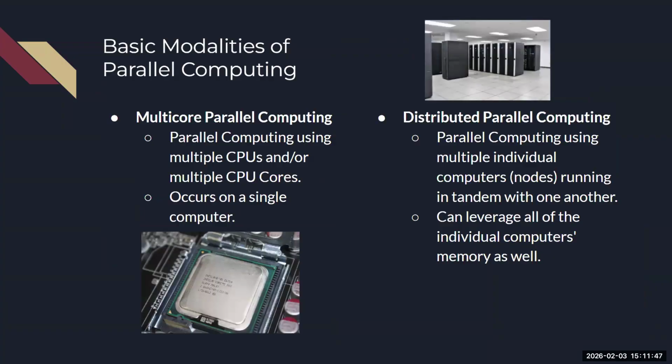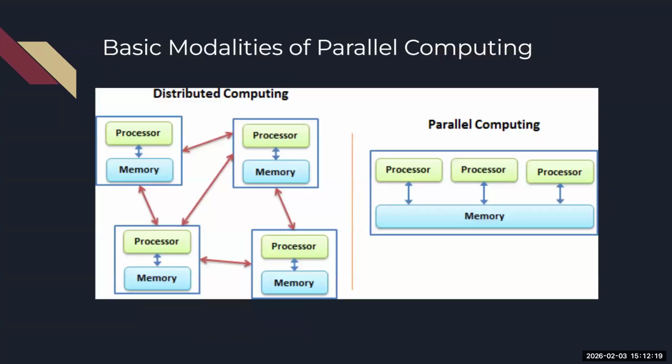So as I just described, multi-core computing is using multiple CPUs at the same time. It usually occurs on a single node or a single computer. Distributed computing is where you have a bunch of computers, a bunch of nodes, each of which has a bunch of processors, and you can leverage them. By passing messages back and forth to each other, they can all work in tandem. So that was a lot of stuff. I'm going to go ahead and stop here and ask if there are any questions.